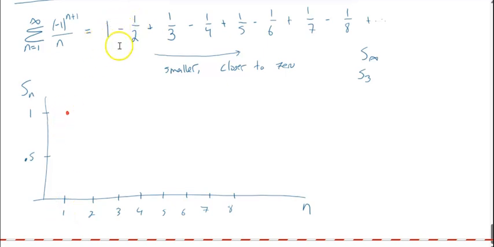Because S sub n for n equals 1 is going to be 1. What is S sub n for n equals 2 going to be? Well, it's going to be the first 2 terms. So that's going to be 0.5. And then we're going to jump up. But because the terms are getting smaller in absolute value and closer to 0, the jump up here is going to be less than the jump down. And that would be the plus 1/3. And then minus 1/4 might bring us down to there. Plus 1/5 would bring us to there. Minus 1/6. Plus 1/7, minus 1/8.